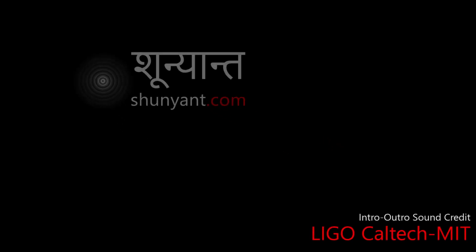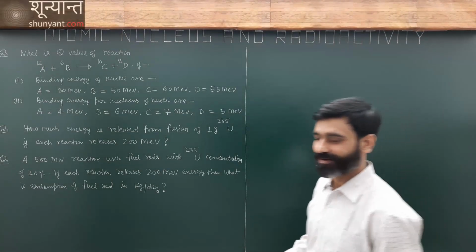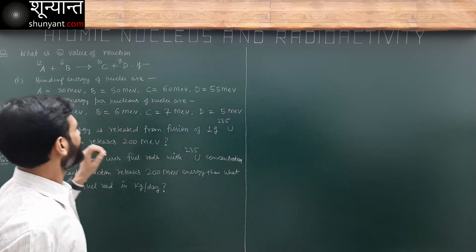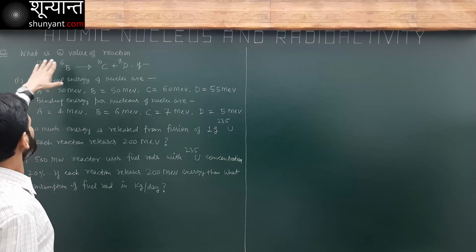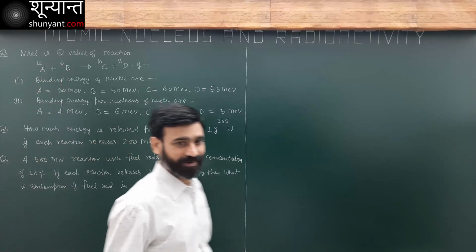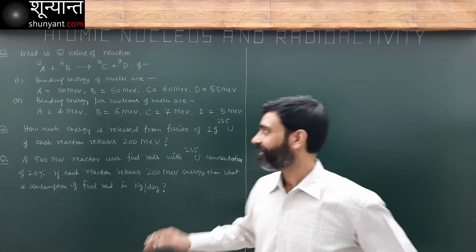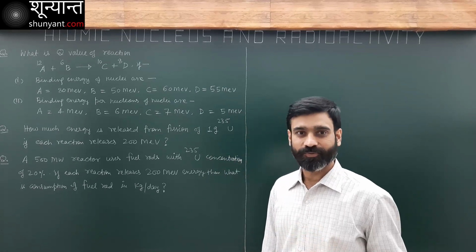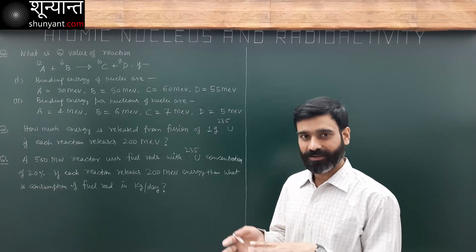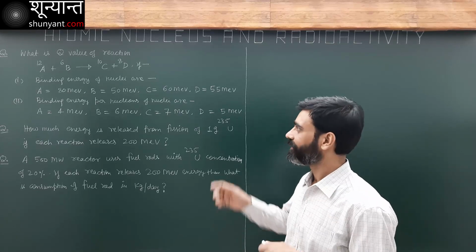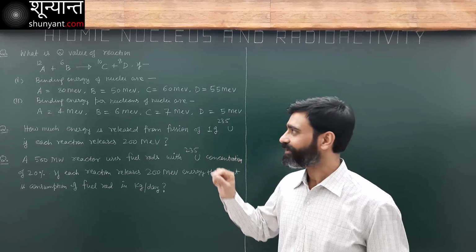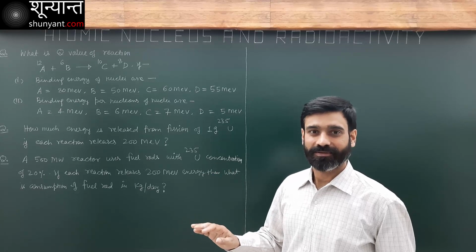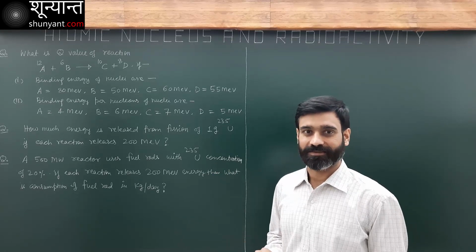Let's look at these problems. The first problem is the same type of problem that we did in the last lecture. It is to calculate Q value, but this is a different problem. In the last lecture, we were doing problems where the masses of reactants and the masses of the product were given. Here, the masses are not given, but binding energies are given. And now this becomes a confusing problem in that sense.